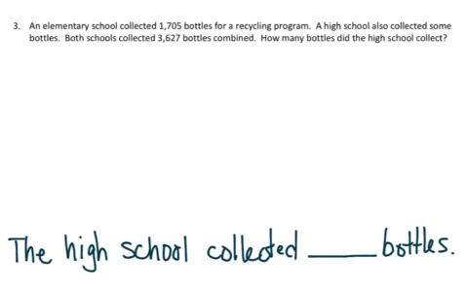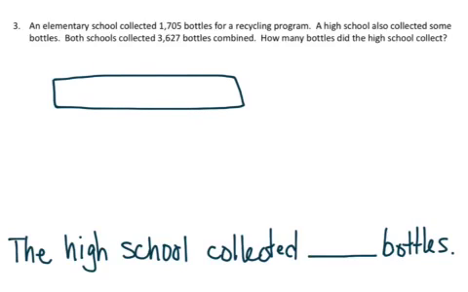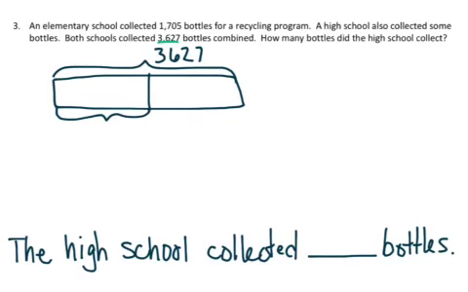Okay, so the tape diagram for this is, this represents the number of bottles that both schools collected, and I know that information is right here, so it's 3,627. So the elementary school collected this piece right here, which was 1,705. And the high school is the unknown, the high school amount, so that's what we're trying to find.